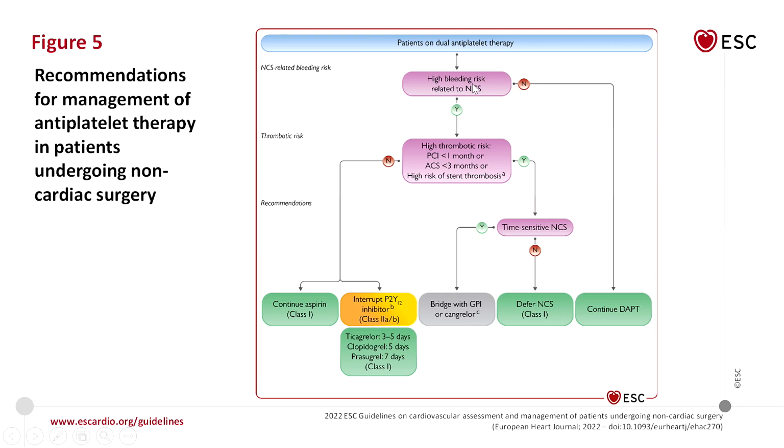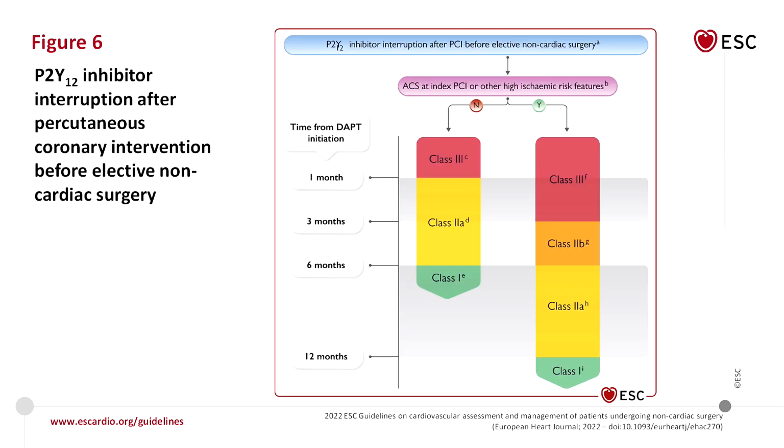So if it is high bleeding risk, then we have to interrupt the antiplatelet P2Y12 inhibitor. Ticagrelor 3 to 5 days before, clopidogrel 5 days before, prasugrel 7 days before. And if the patient has a high thrombotic risk, then we can bridge with the GP2B3A inhibitor or cangrelor. So this is a very new therapy which we can consider, which is available now in India. Cangrelor can be used to bridge the therapy in high thrombotic risk, like PCI less than 1 month old, or ACS less than 3 months old, or high risk for stent thrombosis procedure. These patients should be given the bridge therapy.